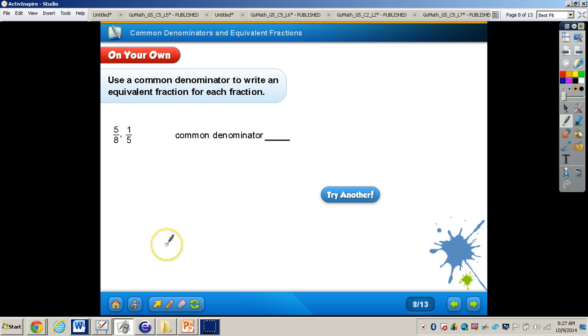Let's take a look at this next one. I want you to work through it and find the common denominator. When you're finished, you can press play. I will have the answer for you. So pause the video now. Okay, here's the answer to this problem. Common denominator 40. The new fractions are 25/40ths and 8/40ths.